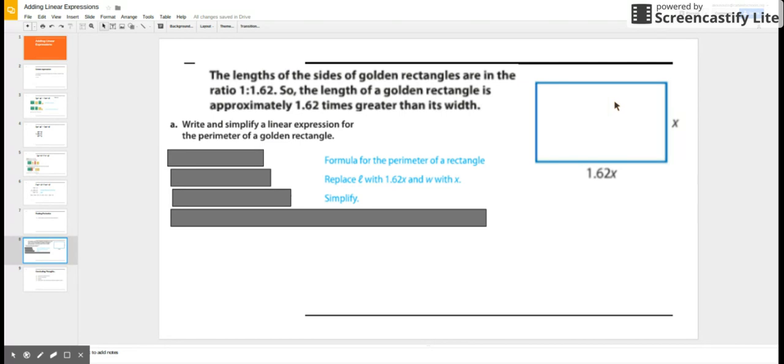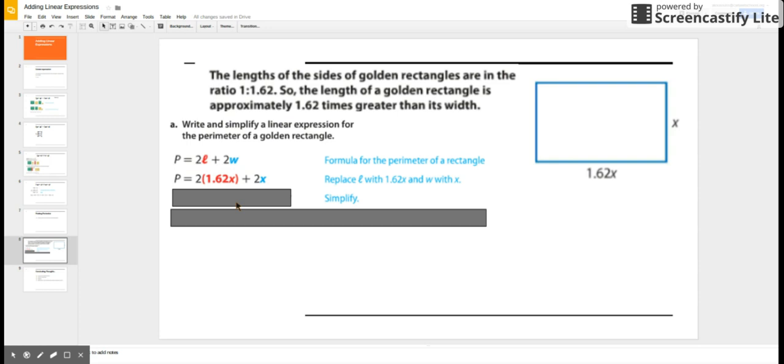So first thing that we need to know is that a perimeter just means you add all the outside, right? Instead of adding all the outside, you could also think of it as 2 times your length and then 2 times your width, right? Then it says replace L with 1.62x and W with x, right? Because this is technically the width and this is technically the length. So where I have the L here, I'm going to put 1.62, and where I have the W, I'm going to put x.